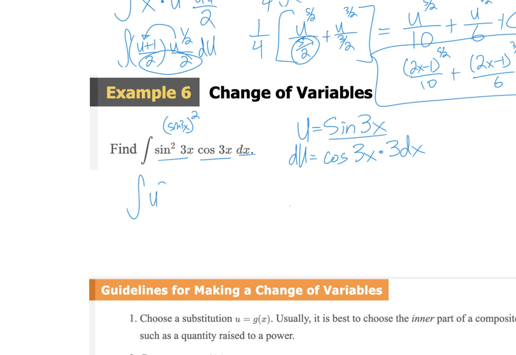Rewriting this, I've got u squared times, let's see, I have almost all of du, but I'm missing a 3. So I want to get rid of this 3, and then it'll match. So I'm going to divide by 3. So I've got du divided by 3. That would be u cubed over 9, because I've got this 3, and then I've got the 3 that would be brought down doing the product, doing the exponent rule for antiderivatives.